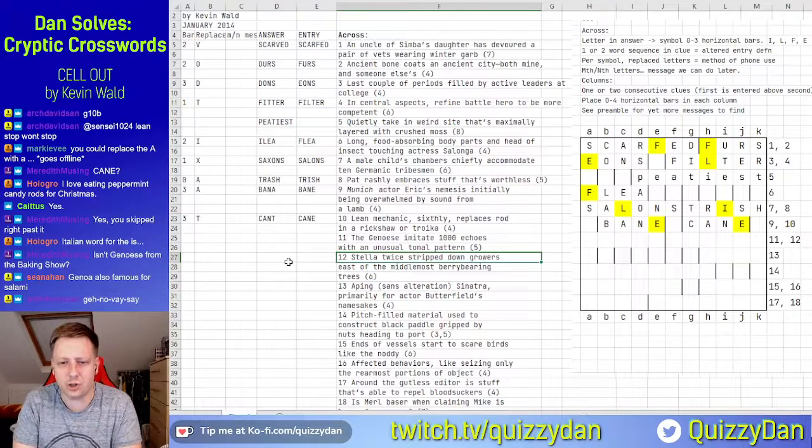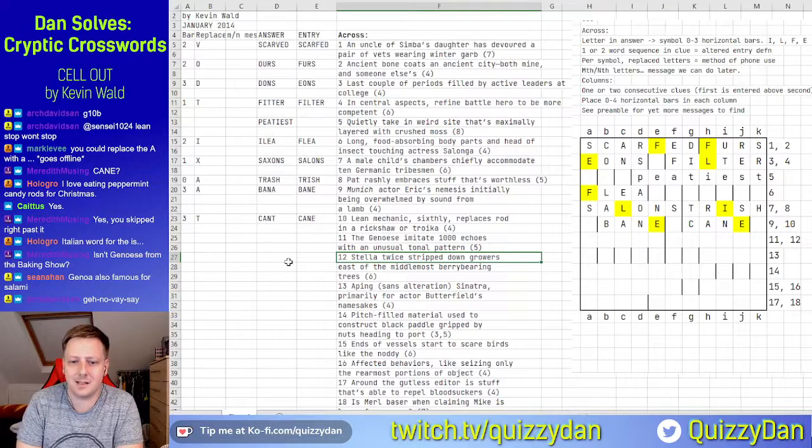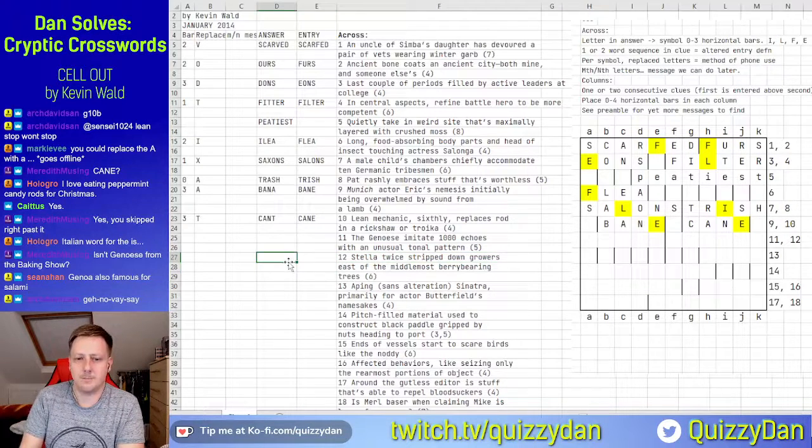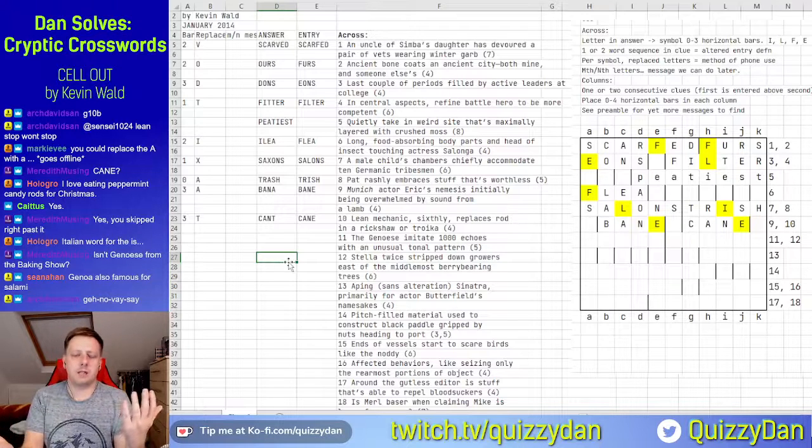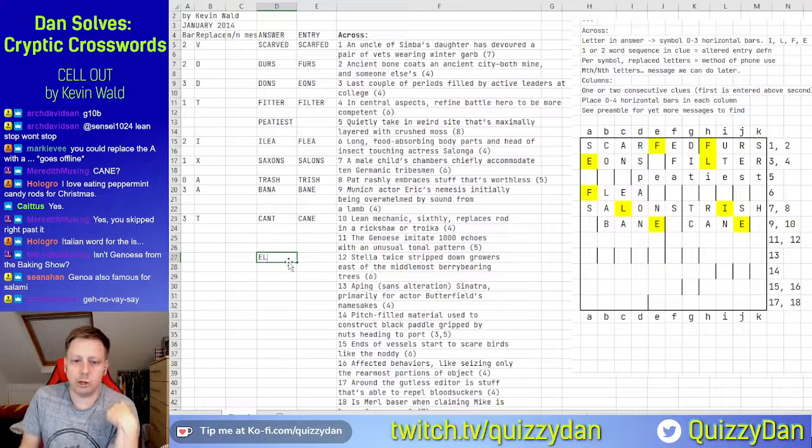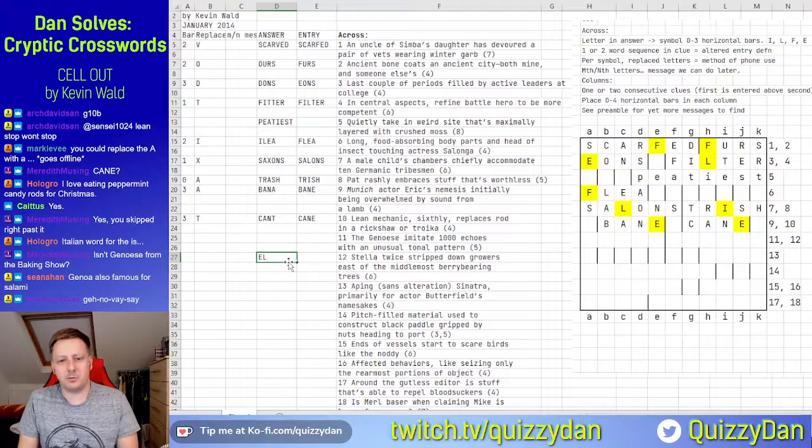Stella twice stripped down, growers east of the middlemost berry-bearing trees. Okay, if you strip something, you'll take off something. I'm assuming we're taking off the front and back. So if you do it twice to Stella, you get EL. Growers east of the middlemost. The middlemost is H. And then berry-bearing trees?